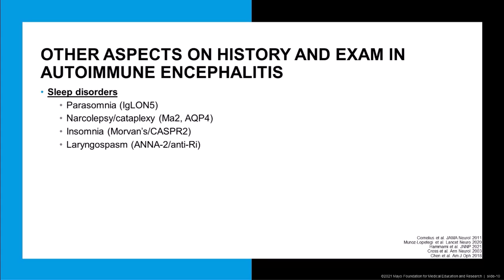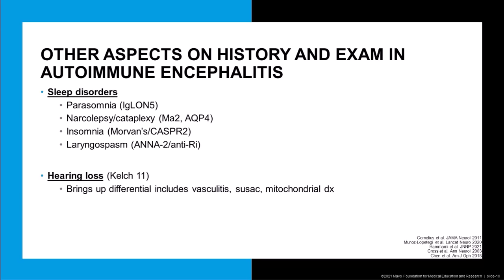There are some other aspects that are important to ask about. Just like in neurodegenerative disorders, sleep evaluation is becoming more important, and we tend to ask about patient sleep. And I think the same is true for autoimmune encephalitis. The IGLON5 antibodies are the characteristic antibody, and I know there have been cases of that presented at the CPC here before, where patients can have prominent parasomnias. Also, patients can have narcolepsy cataplexy from involvement of the hypothalamus with MA2 and aquaporin 4 antibodies, for example. Insomnia is a major feature of Morvan syndrome, which we'll show an example of. And laryngospasm can be seen with ANNA-2 antibodies or anti-Ri.